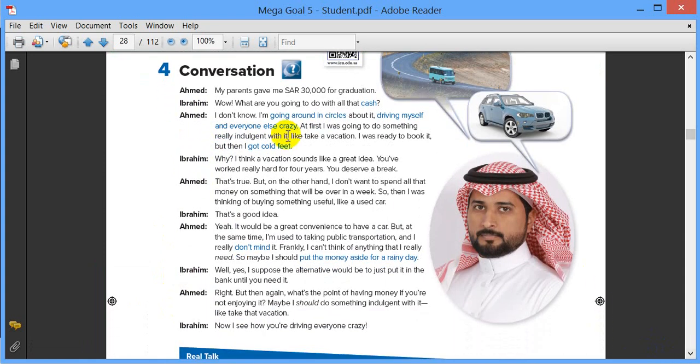Ahmed: My parents gave me 30,000 riyals for graduation. Ibrahim: Wow, what are you going to do with all that cash? So cash here means money. Ahmed: I don't know. I am going around in circles. He is puzzled. When you have a lot of choices, I don't know what to choose. Driving myself and everyone else crazy. To drive someone crazy, to make him annoyed.